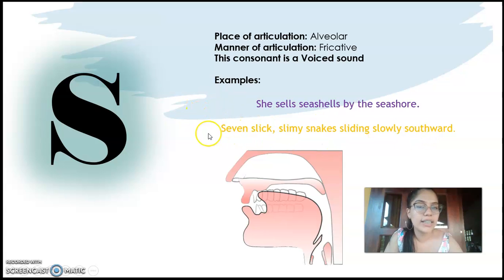The pronunciation in this case is s. We don't use the E before, just the sound s. We don't say es, we say s. Okay, so again, this example: she sells seashells by the seashore.